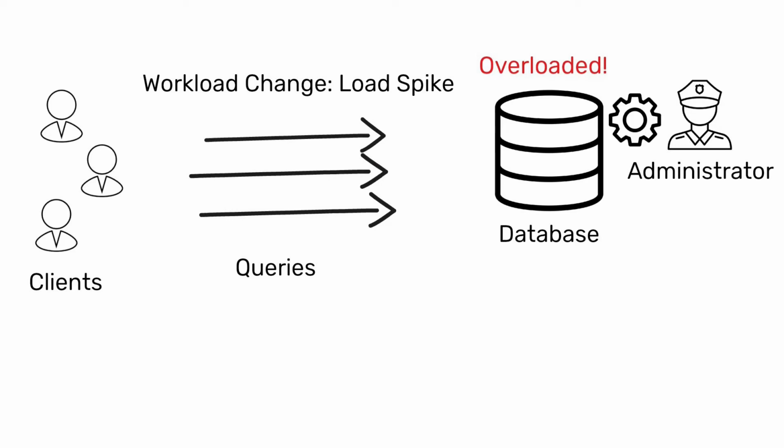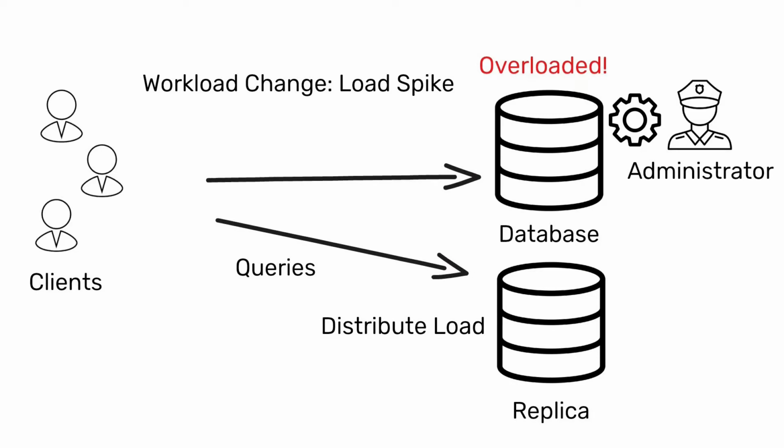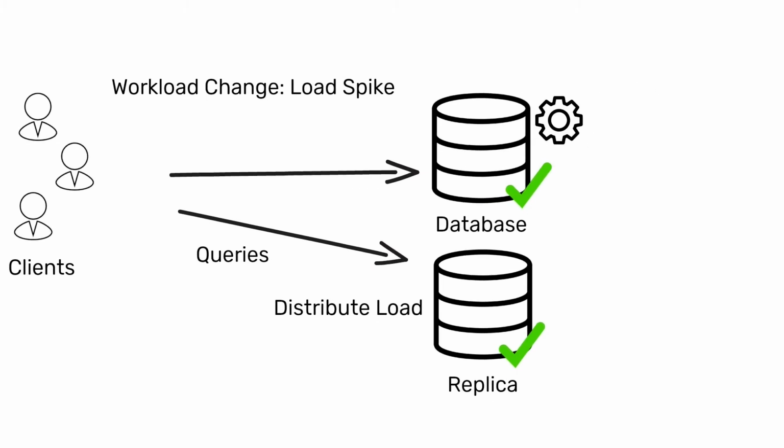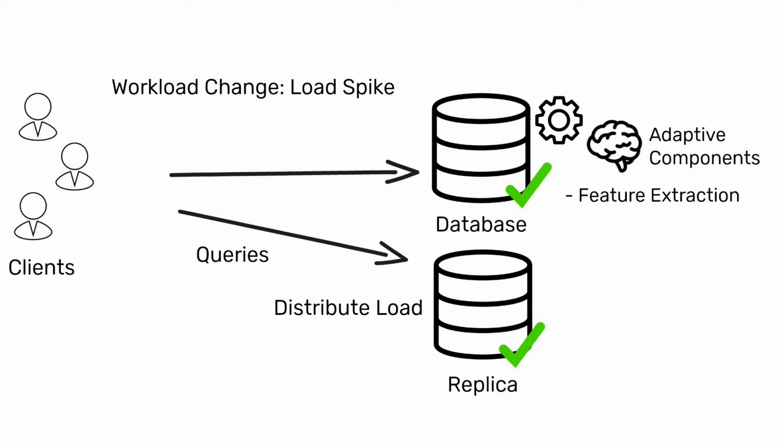In this case, the administrator remedies the load spike by distributing load among the main and replica databases, reducing contention. To reduce administrator burden, adaptive data system components are becoming popular. These components extract important features and metrics from the system, determine when system behavior has changed, and deploy an appropriate system adaptation to restore system behavior to normal.